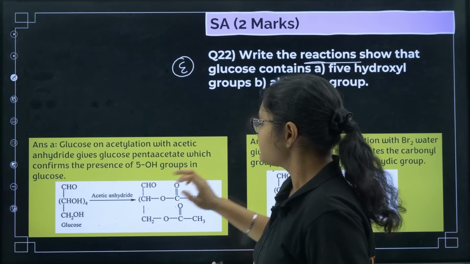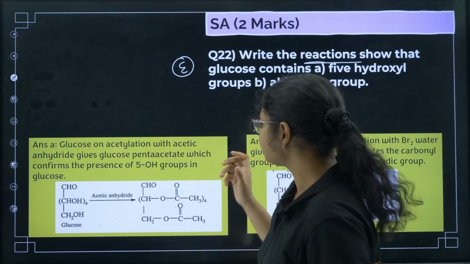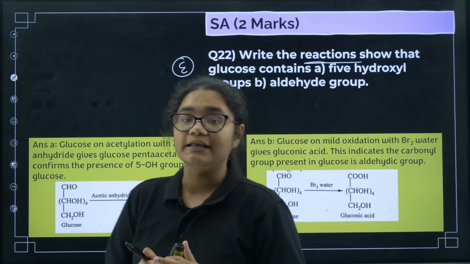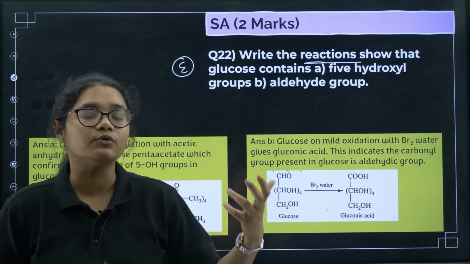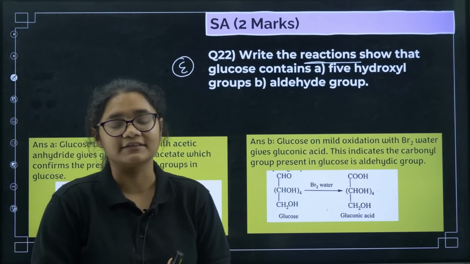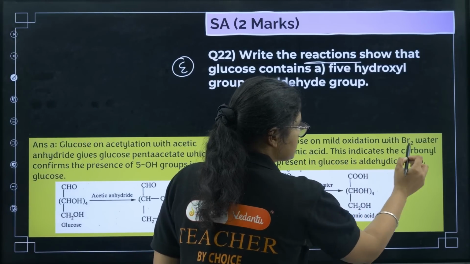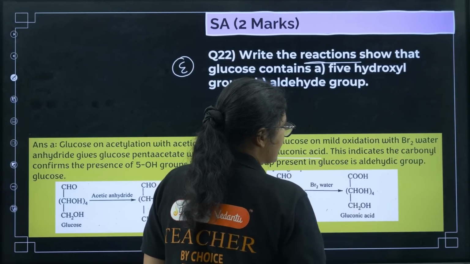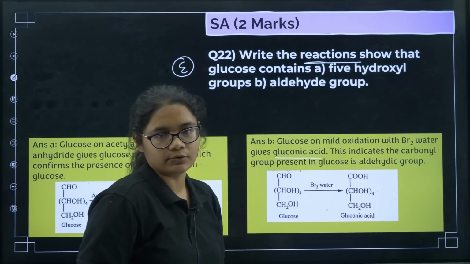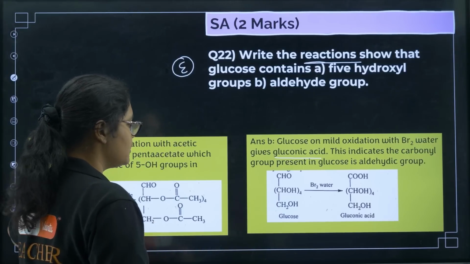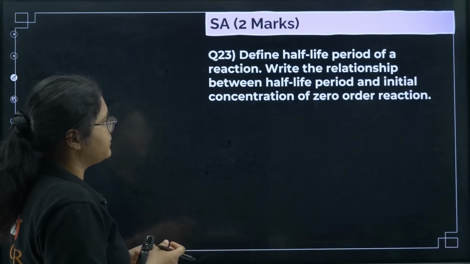Okay, you have to write the reaction. So glucose is there, acetic anhydride is there, you will get the pentaacetate here. Next one, presence of an aldehyde group. So if you react this compound with bromine water, we get gluconic acid, which tells that there is an aldehyde group present. Glucose on mild oxidation with Br2 gives gluconic acid. This indicates the carbonyl group present in the glucose is an aldehyde group. Okay, clear? Fine.